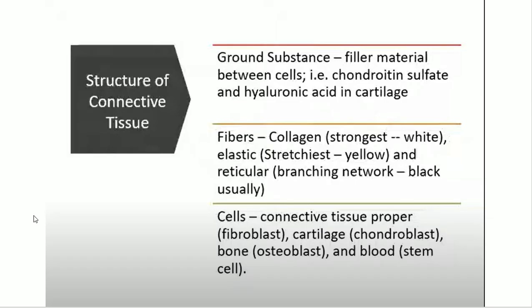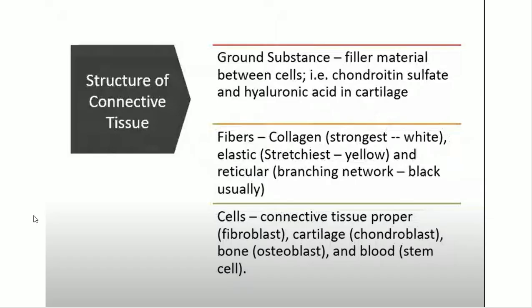And then cells. So cells in connective tissue proper are going to be called fibroblasts. They're called chondroblasts in cartilage, osteoblasts in bone, and they are stem cells in blood. So what is blast? When you see blast as a suffix, that denotes immature cells. So we're talking about cells that are immature, forming into mature cells.